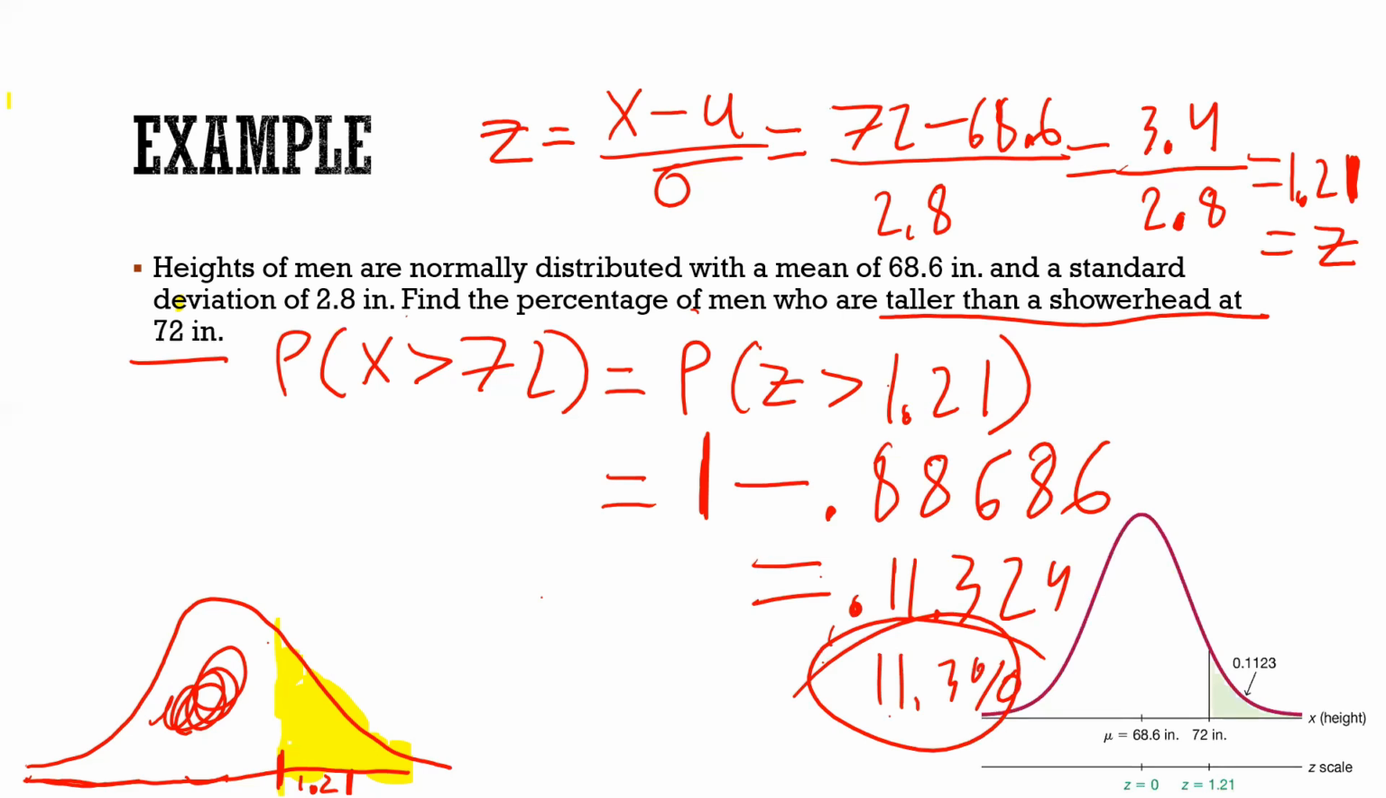They found 11.2. They used a slightly different table. It's all good. It doesn't matter. Now you can, well, no, we'll do that in the next one.